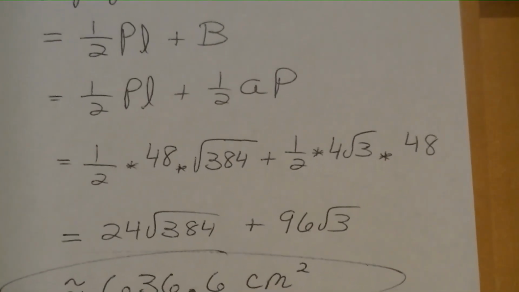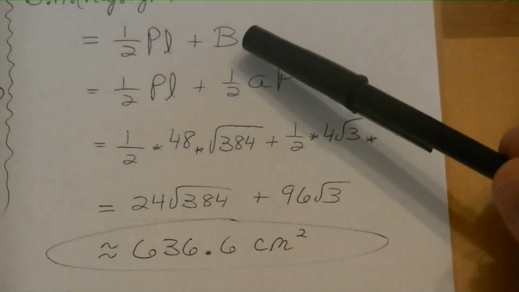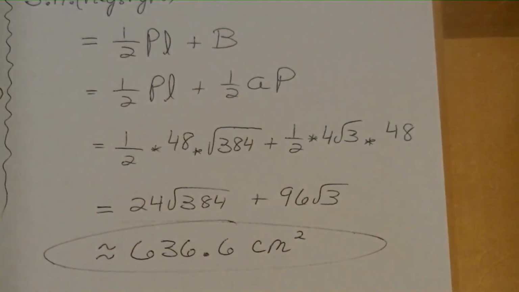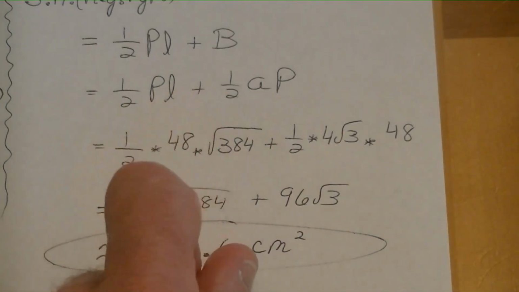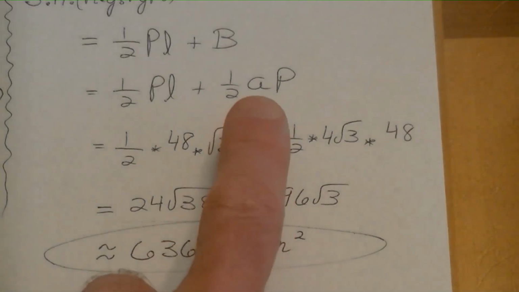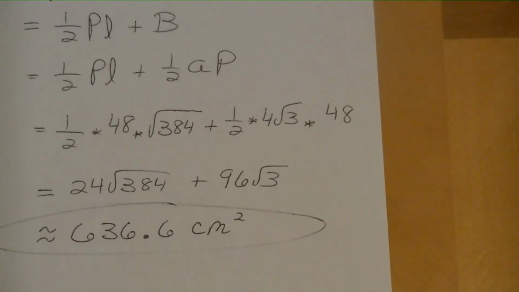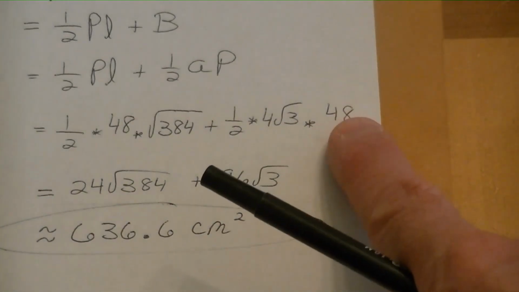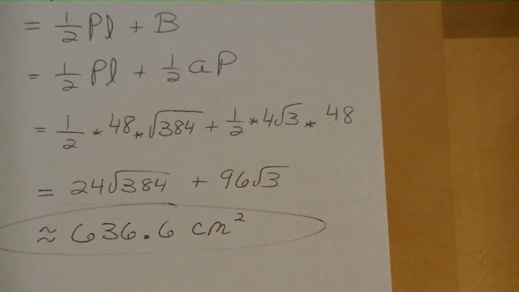Surface area, as you can see, more work here. 1/2 PL plus area of base. And the area of the base, in this case, is 1/2 AP. That's the formula for regular hexagons. So if I substitute the perimeter of 48, the slant height of root 384, the apothem that we got from our special right triangle up here, 4 root 3, and the perimeter again, because it's 1/2 AP, so I'm using the 48 twice. And you could just put that in your calculator. I chose to simplify a little bit first, but final answer, 636.6 centimeters squared. All right, 2 down, 2 to go.